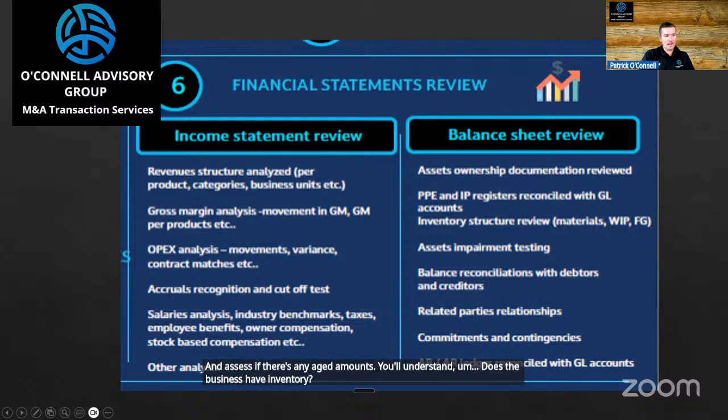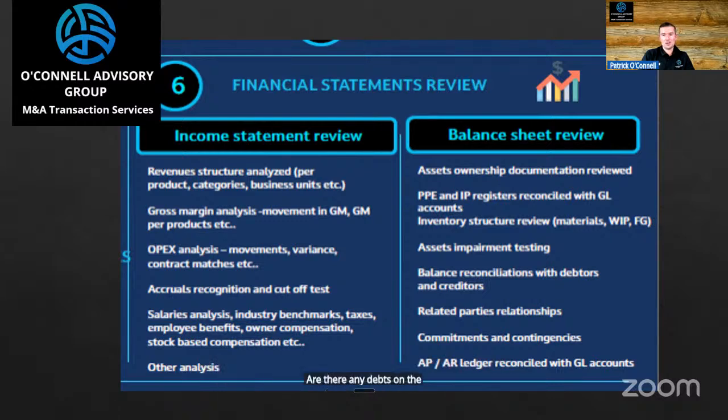Are there any debts on the balance sheet? Debts such as a line of credit, any loans, has the business already taken out an SBA loan? Do they have other private debt on the balance sheet that they're still liable and owe? Are there any commitments or contingencies?